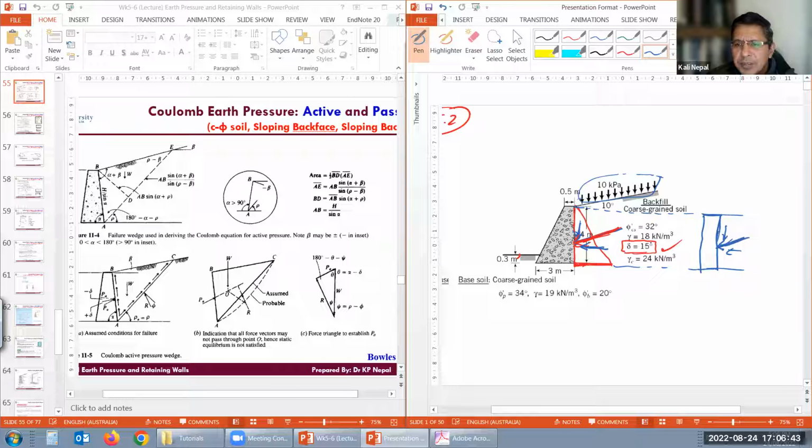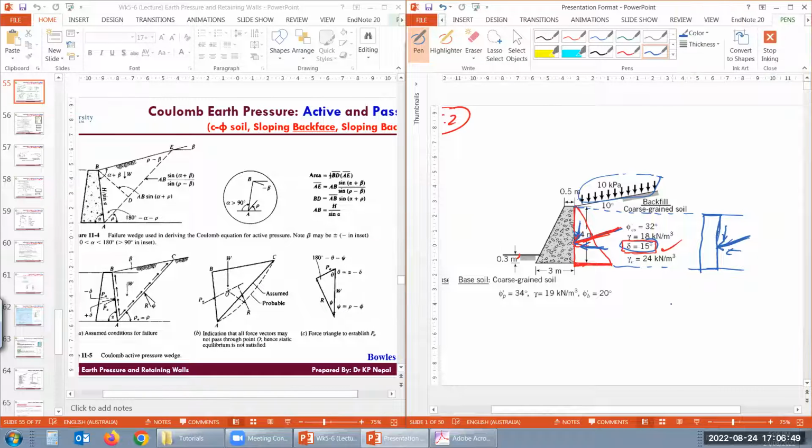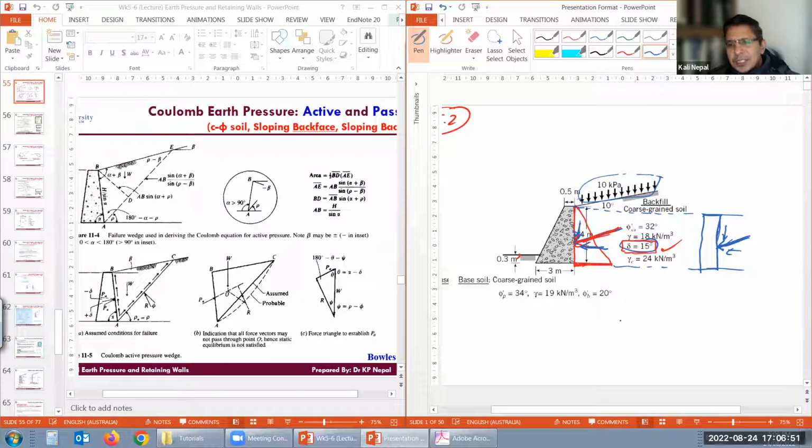It is at an angle just because of this friction, okay? Nothing else. Otherwise, it would be horizontal. Okay, that's it. So now we need to calculate. Can you calculate Ka? We need the active pressure first, the coefficient Ka.